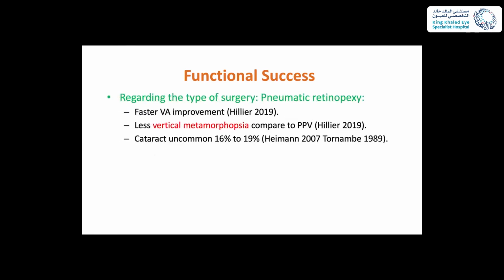Last but not least, we can talk about the effect of pneumatic retinopexy on functional success. Patients with pneumatic retinopexy have faster visual acuity improvement compared to post-spinal vitrectomy patients. They also have less vertical metamorphopsia, and cataract is uncommon. So it seems to be a very physiological way to solve the retinal detachment. But we need to take into account that most of the retinal detachments we are exploring in other clinical trials are not well fitted into the profile of the patients studied in the pneumatic retinopexy trial. So this is something we have to take into account.